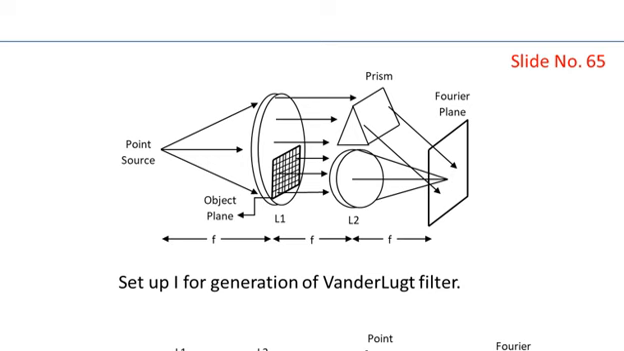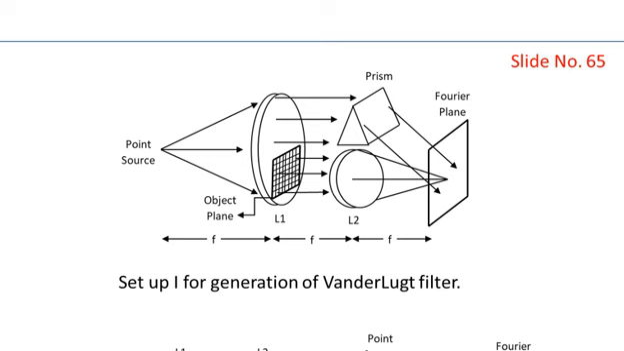The object is also located at the front focal plane of the lens L2, and L2 will generate the Fourier transform of this object at its back focal plane, which we refer to as the Fourier plane. Then another part of the beam after the lens L1, which is also a plane wave, is incident on the prism. The prism diverts the parallel beam onto the Fourier plane, which we also call the reference beam.